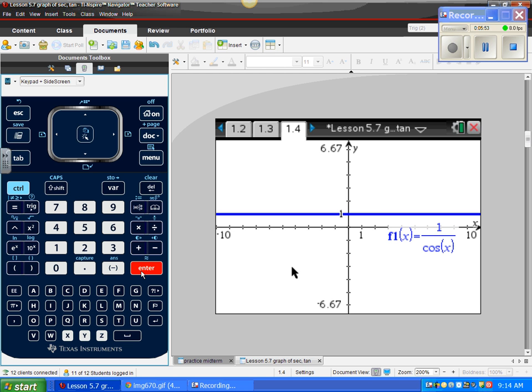Why did it come out ugly? What should I do? It should be curvy, right? Why is it ugly? What do I do? How can I change it? Think about what we did yesterday when we were graphing on the calculator. No? Nope. Give you a hint. It's in the menu.